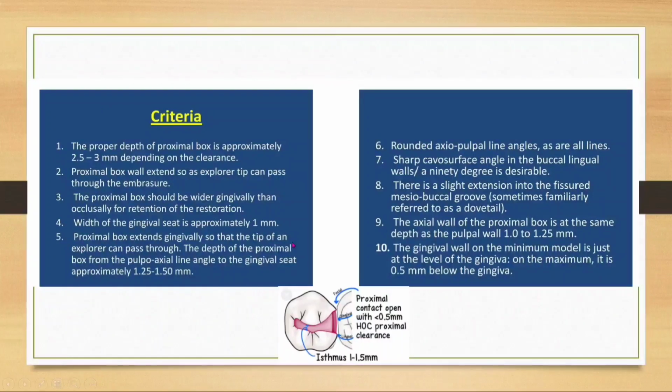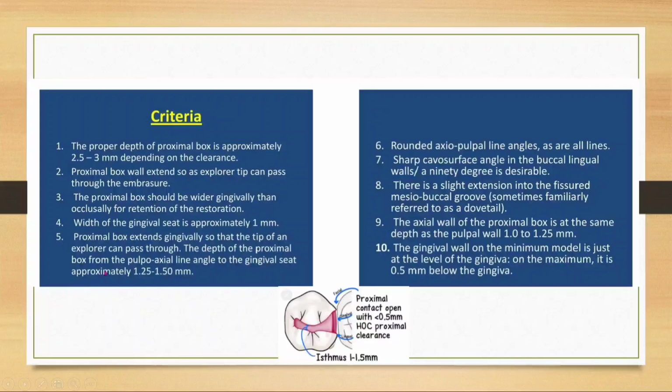After that, the depth of the proximal box is approximately 2.5 to 3 mm depending on the clearance, and the proximal box walls extend so that the explorer tip can pass through the embrasure. This proximal box should be wider gingivally than occlusally for retention, and the width of the gingival seat is approximately 1 mm. The proximal box extends gingivally so that the tip of an explorer can pass through.